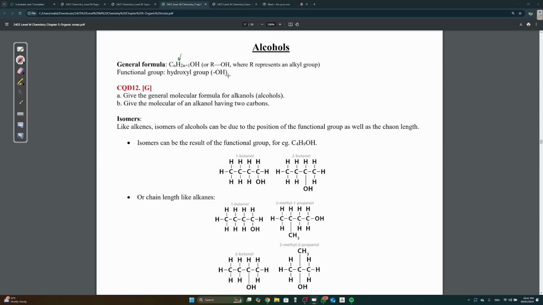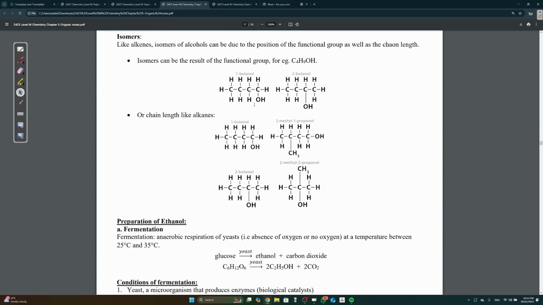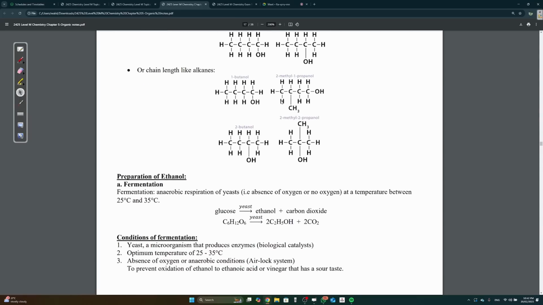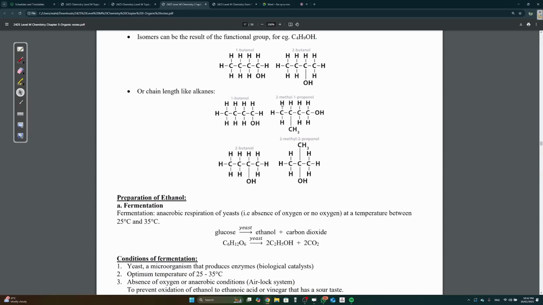The general formula is CnH2n+1OH, and its functional group is OH, right? What is the general formula for alcohols? CnH2n+1OH. And the molecular formula for one having two carbons, just plug in n as 2, you're going to get C2H5OH. Like alkanes and alkenes, they have branches and there's naming of alcohols as well, okay?